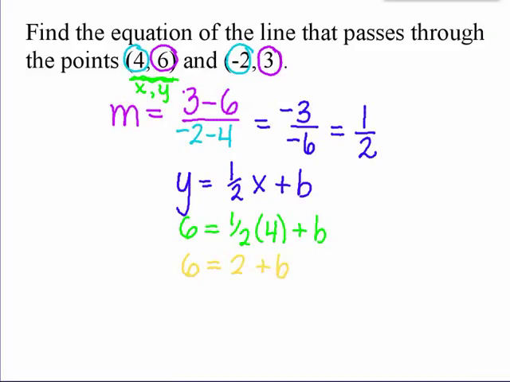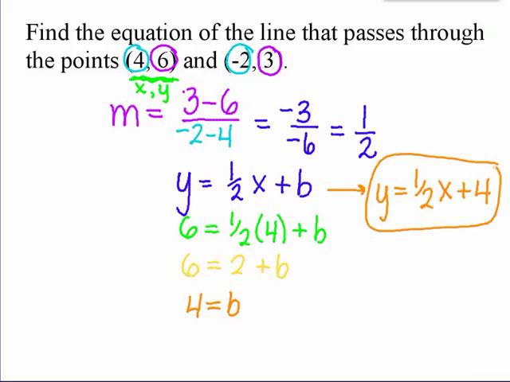What do you do now? Subtract 2, so you get 4 to equal b. Your equation then is y equals 1/2 x plus 4. So once again, first step, find the slope. Plug it into slope-intercept form, then plug a point in.